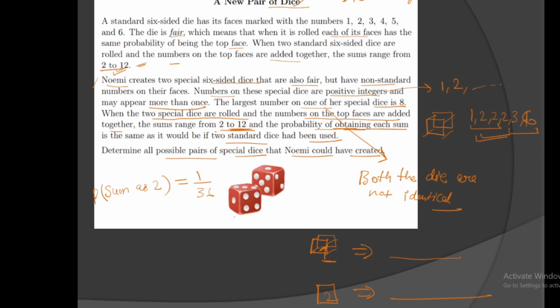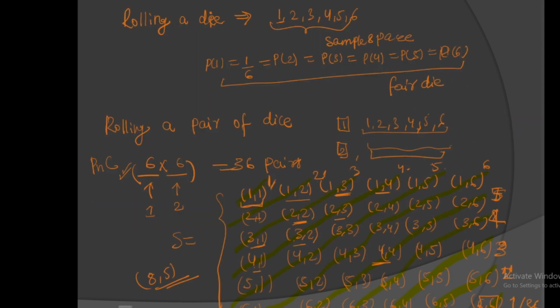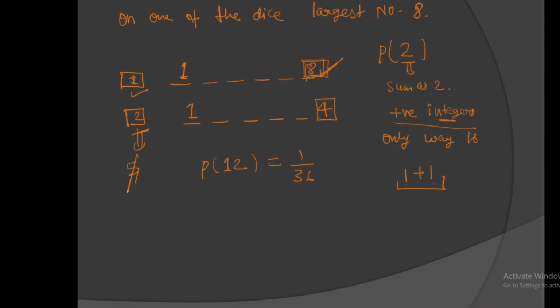Here it is given that the sum ranges from 2 to 12 only. So we cannot have 5 on the second die. The maximum value on the second die will be 4 only, right? Again, we have checked, let me mark the numbers over here: 5, 6, 7, 8, 9, 10, 11, 12. These are the sums of numbers on both the dice.